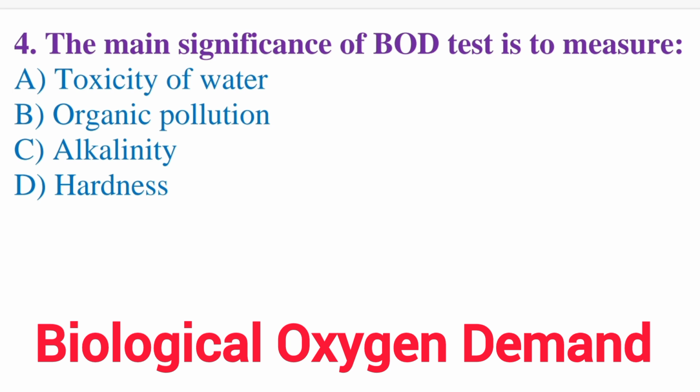Next question, the main significance of BOD test is to measure option A toxicity of the water, option B organic pollution, option C alkalinity, option D hardness. So the BOD means the amount of oxygen required to decompose any organic matter. So the option B organic pollution is the correct answer.